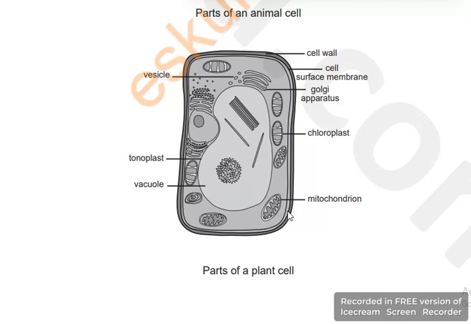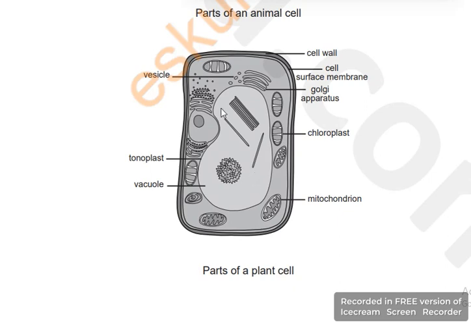Then we also have the mitochondrion, which is found in both the animal cell and the plant cell. We have the vacuole with the tonoplast. This one is not found in the animal cell. It is just found in the plant cell. Then we have the nucleus, which is here. We have the vacuole, and these are the parts.